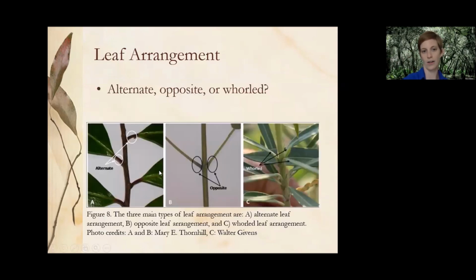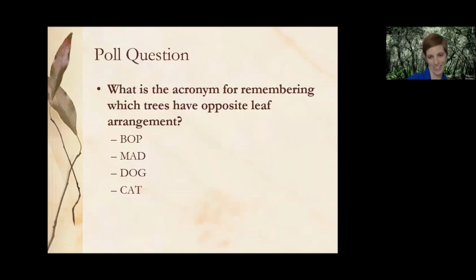So this is just another look at it using real specimens. You can see alternating along the twig, or opposite. This is important to know because, poll question. Oh no, okay, I made this a multiple choice by accident. It's just one correct answer. So just select the one acronym that is used for remembering which trees have opposite leaf arrangement.